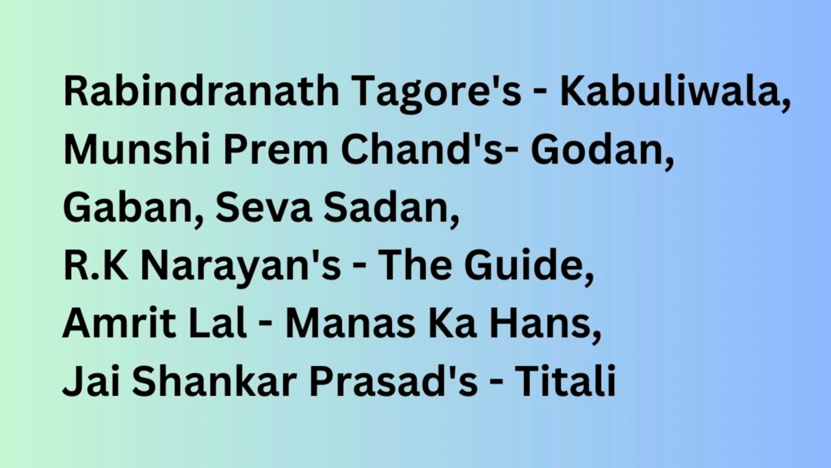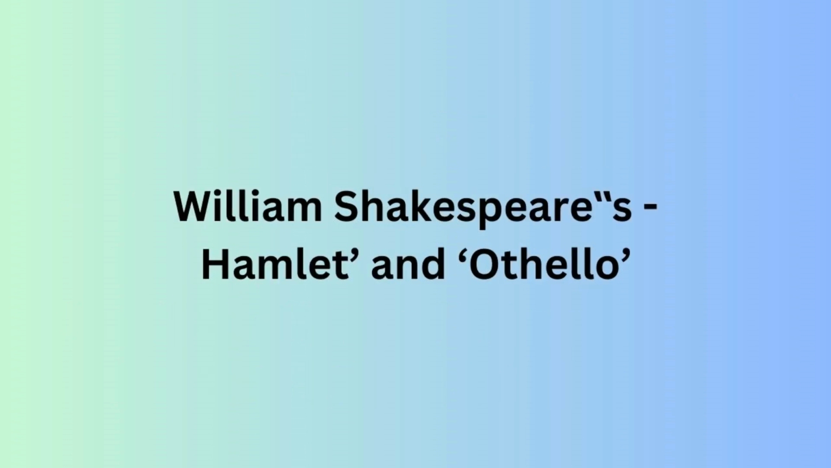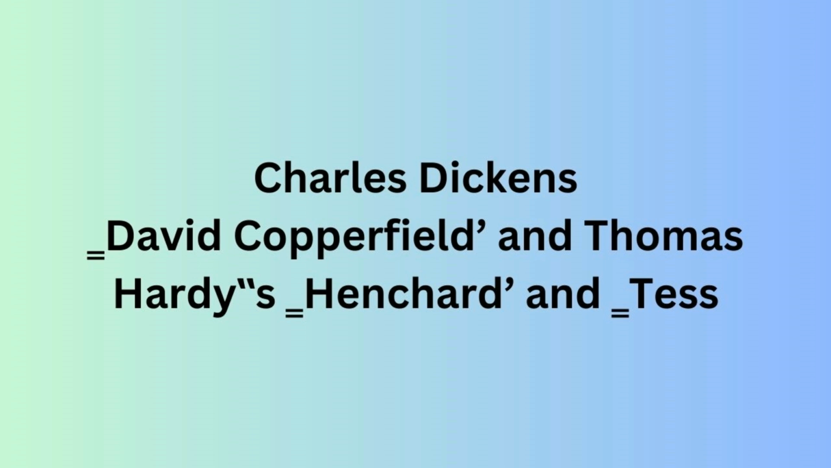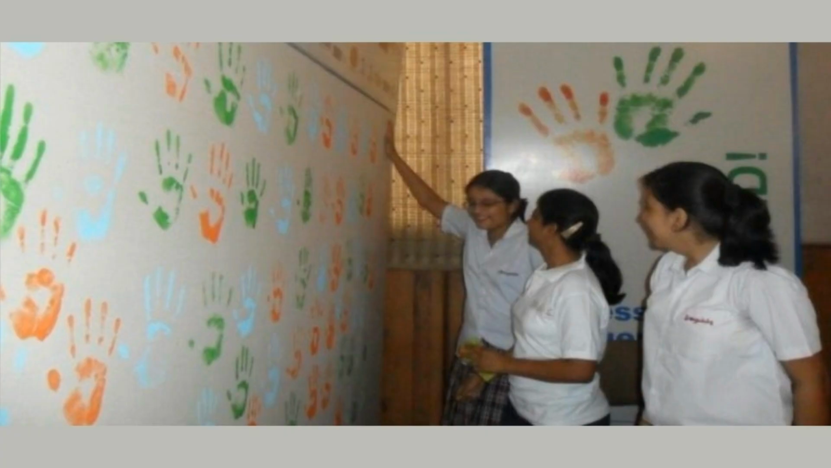Next, the values can be inculcated through different characters. Through language, learners get a glimpse of the innermost depths of the complex human heart. William Shakespeare's Hamlet and Othello, Charles Dickens' David Copperfield, and Thomas Hardy's Henchard and Tess present the timeless and universal characters of human nature. Proper understanding of these complex characters can make a person more kind, sympathetic, and tolerant.